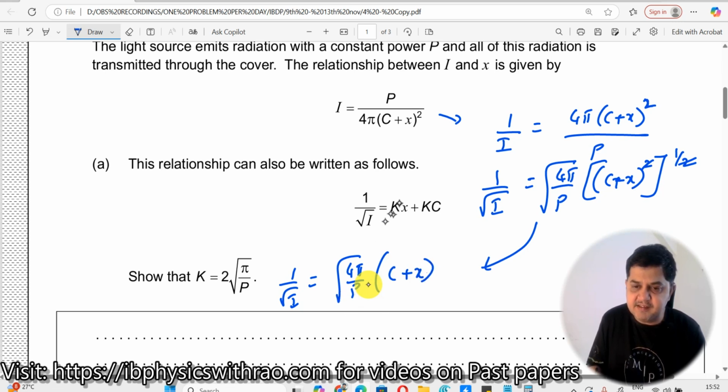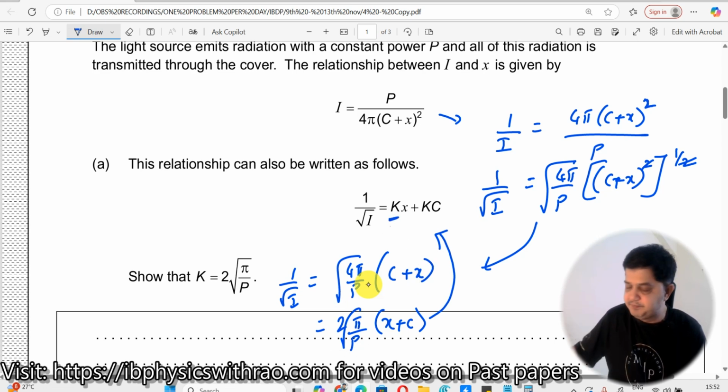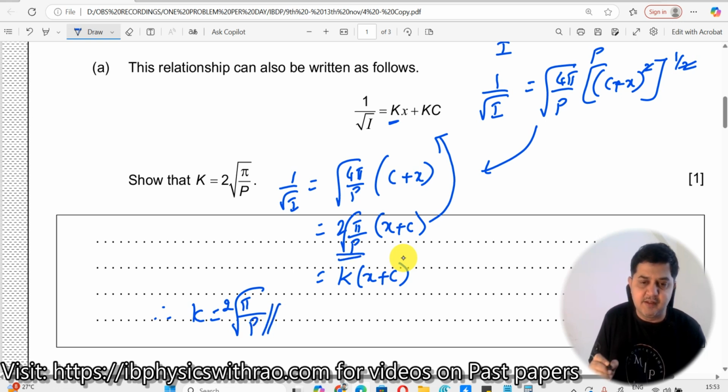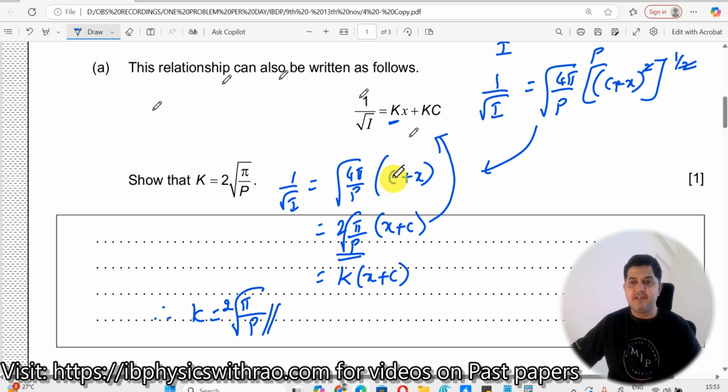Now if you compare this equation, if you want I can also write this as 2 into root of pi by P into (x plus c). If I compare this equation and this equation, I observe the constant k is nothing but this value. Just comparing this, I can now say this is equal to k into (x plus c). Therefore, k is equal to 2 into square root of pi divided by P. It's shown. So we have finished the first one.